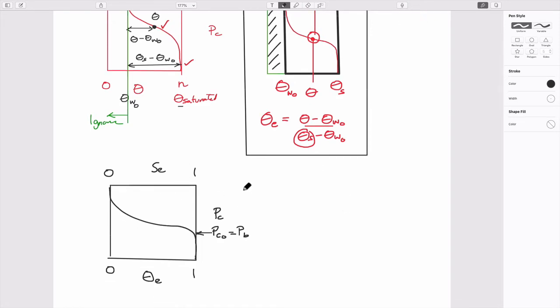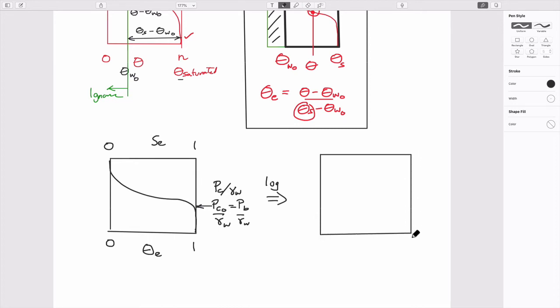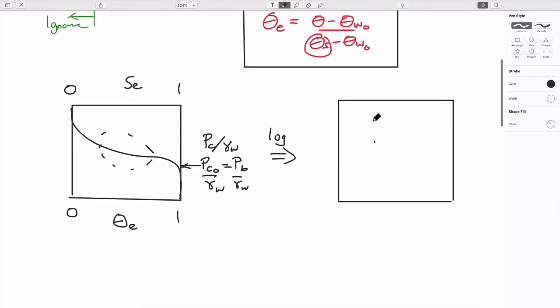And so what we could do is a couple of things. One is we could divide capillary pressure through by unit weight of water, which is what we do. And so this bubbling pressure would also be just divided through by the unit weight of the wetting fluid in this case. And we could plot it in log-log space. And so the interesting thing that happens is if you plot it in log-log space, then this kind of curved portion of the curve here ends up plotting as a linear portion.